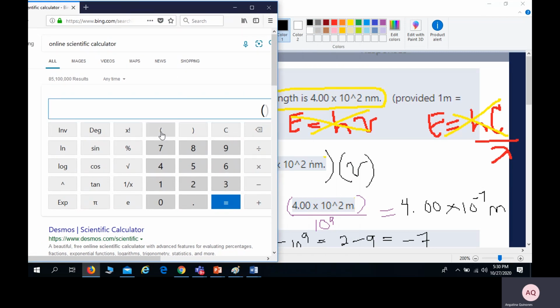So make sure you use parentheses. 4.00 times 10 raised to the power of 2, close parentheses, and then you're going to divide that by 10 to the 9th. So 10 raised to the power of 9. Right? So this E means times 10. So this is 4 times 10 to the negative 7. Exactly the same number we got. Okay?